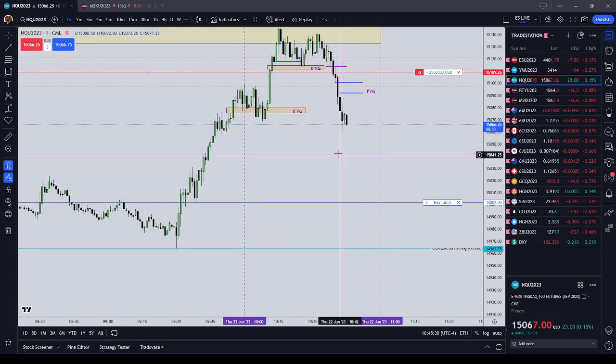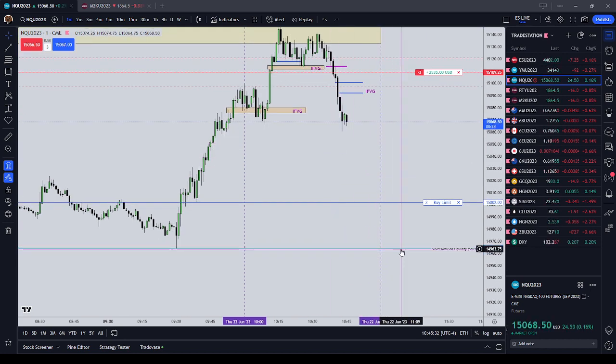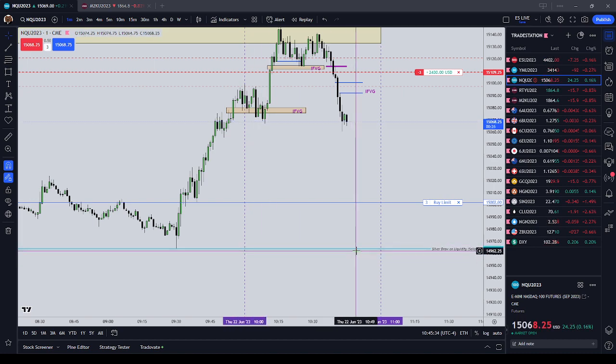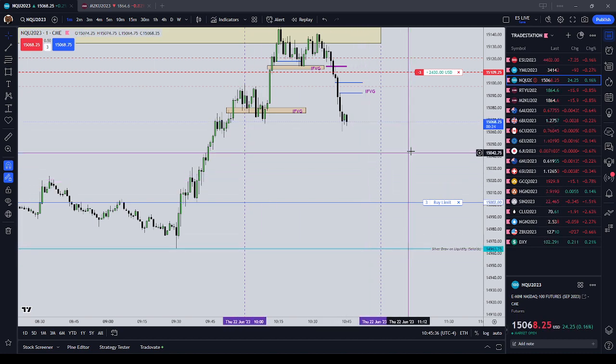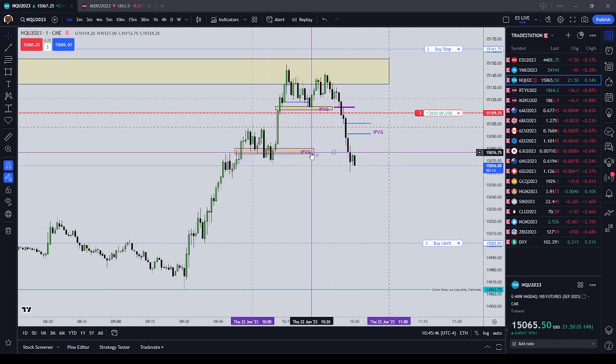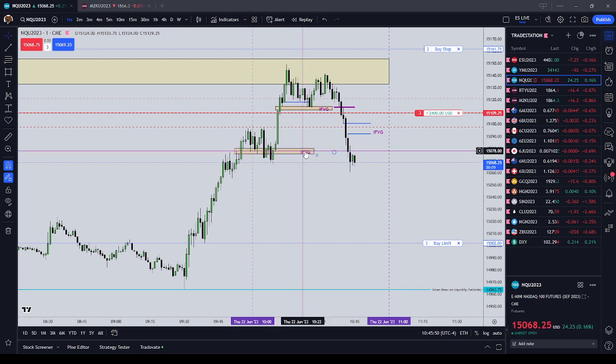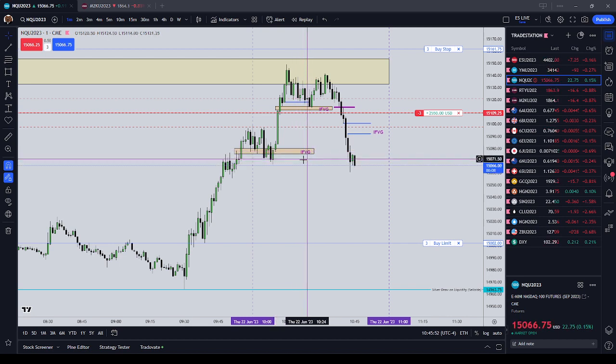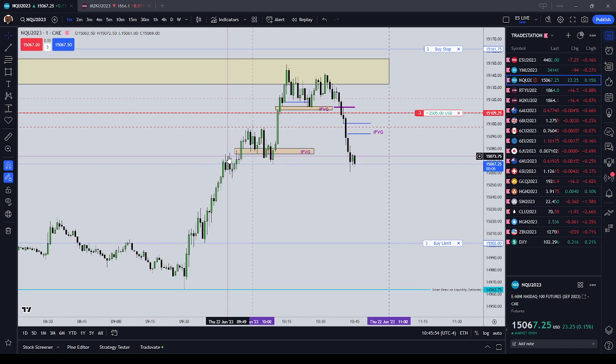Again, I think we're going to come down, and at least we want to come down and explore our liquidity below New York AM low. Probably what that's going to be is a mitigation block. You can see that we've reclaimed this inverted fair value gap, reclaim meaning that we traded back to it. We're also trading into this first black candle here to the left.